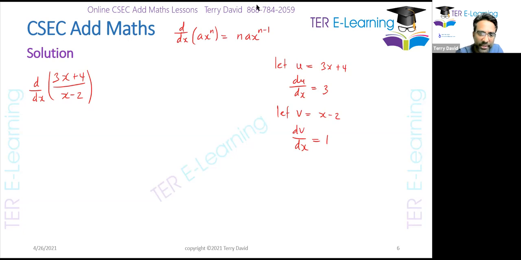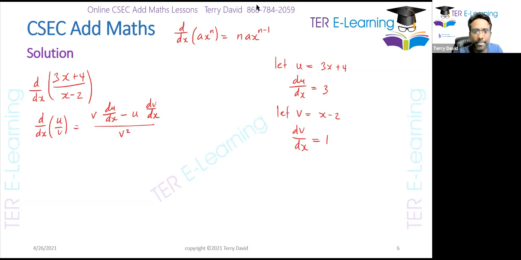Now, there's a rule called the quotient rule. d on dx of u over v is equal to v du dx minus u dv dx, all over v squared. You all need to know this rule when it comes to a quotient. So the original question is to differentiate 3x plus 4 over x minus 2.